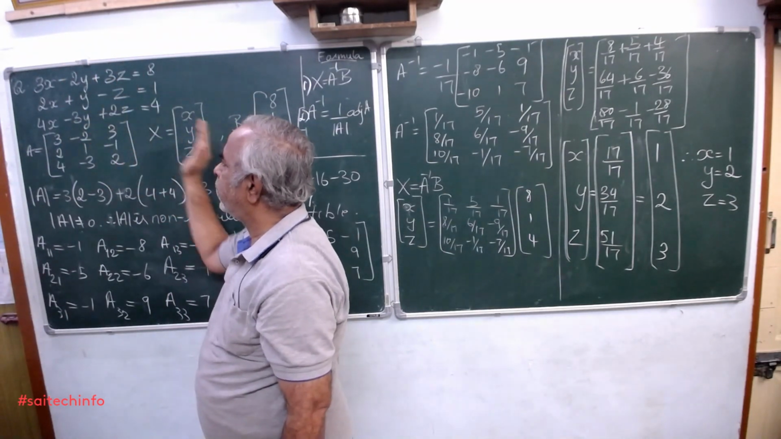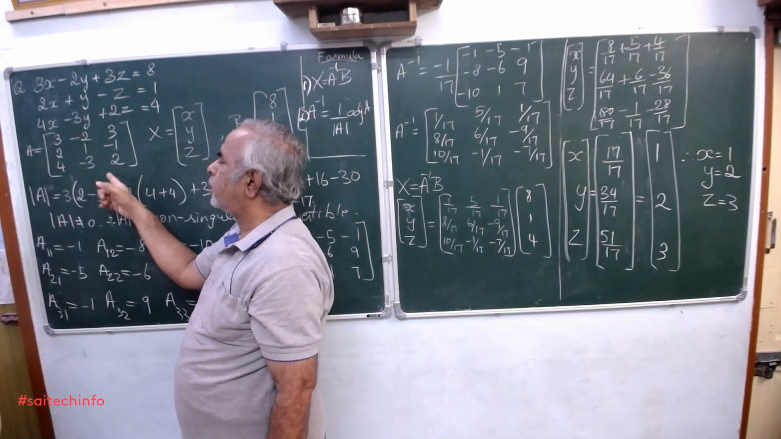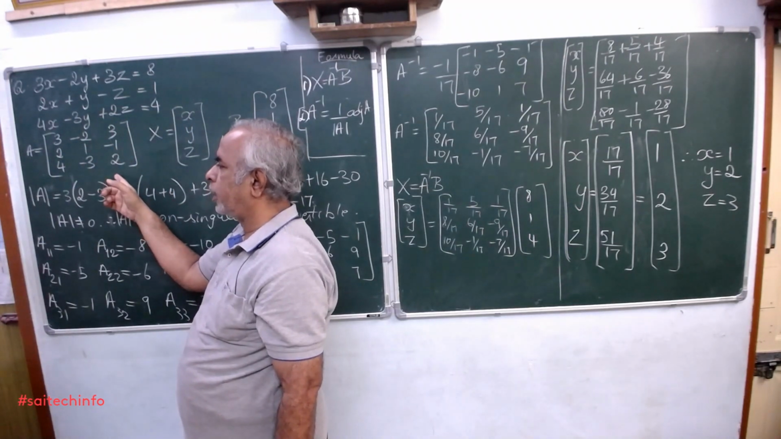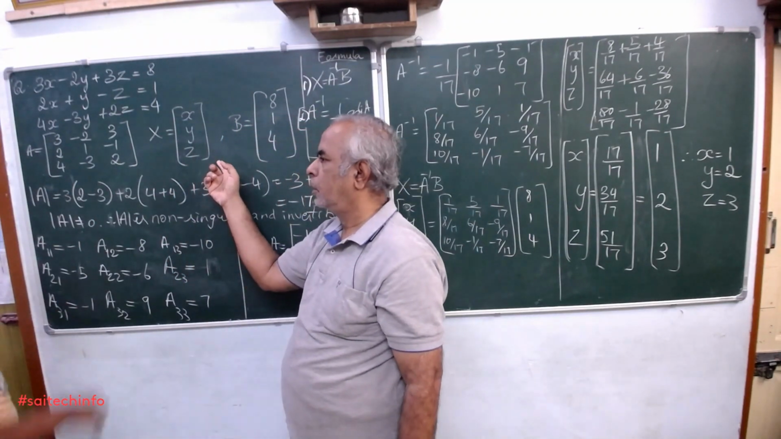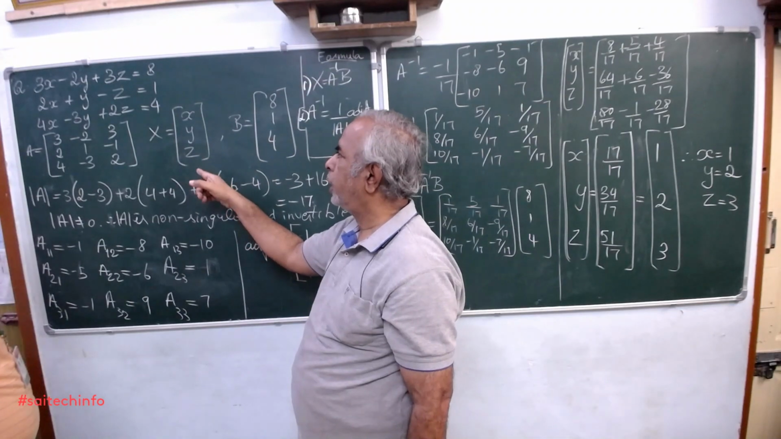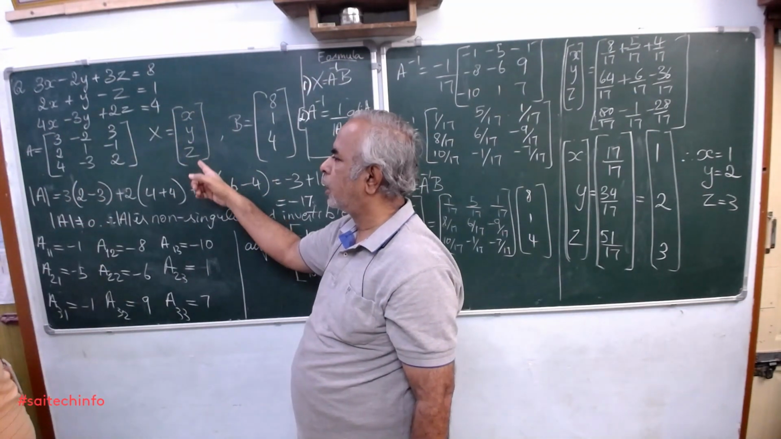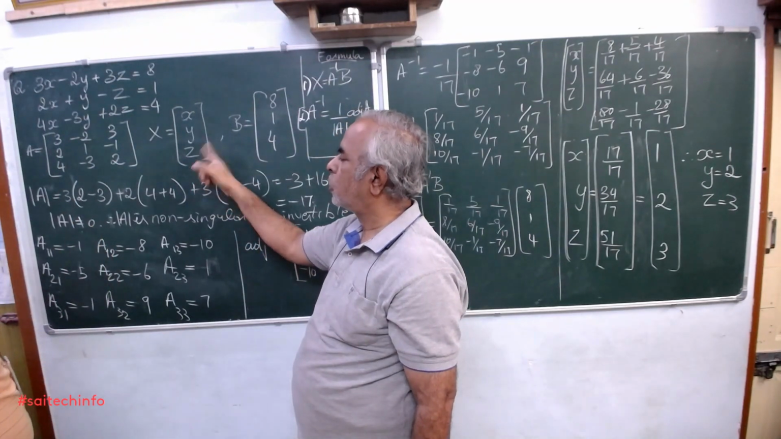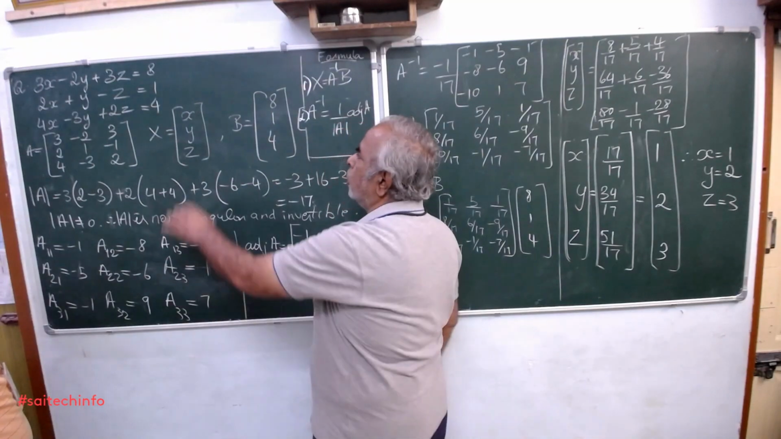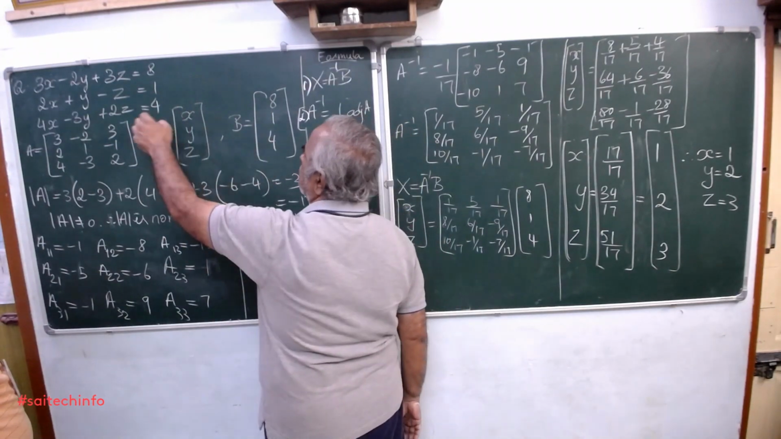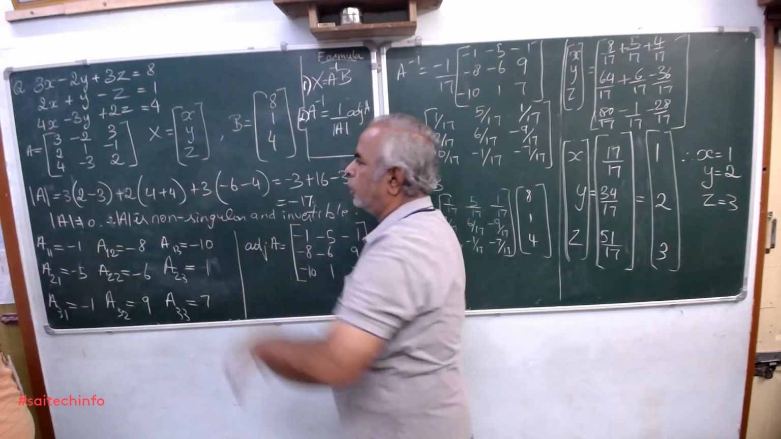So for our convenience, we have split this into two matrices. What is the order of this matrix? 3 by 3. What is the order of this matrix? 3 by 1, because there are 3 rows and 1 column. It's also called a column matrix. Now, what is this B? It is nothing but a single column matrix of the constant values 8, 1, 4. Got it?